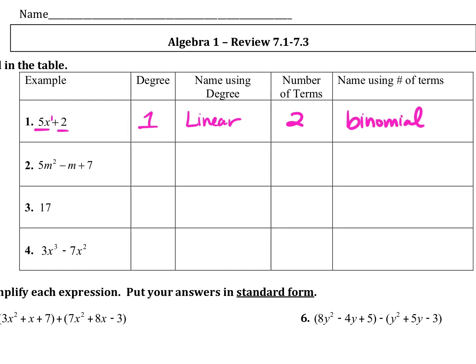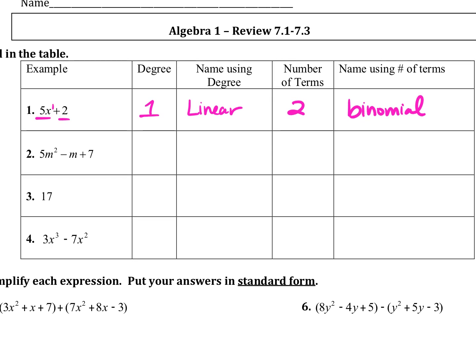Okay. Look at number 2. What is your degree on that one? What's your highest exponent? 2. So you have a degree of 2. Do you remember what this one's called? This is the one that I think is the most tricky. Quadratic, right? Quad feels like 4, but a quadratic is actually when it's squared. So quadratic. How many terms is that? 1, 2, 3, right? So 3 terms.